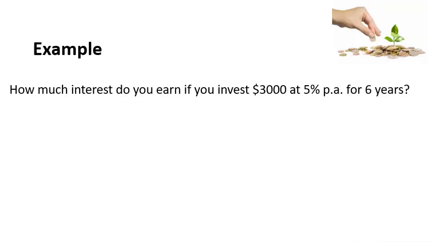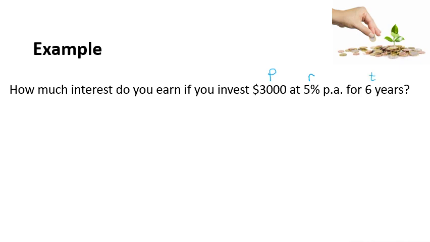Let's have a go applying the formula in this example. How much interest do you earn if you invest $3,000 at 5% per annum for 6 years? So the first thing you need to do is label what each part is. So the initial amount invested, that's the principal, so that's 3,000. The rate is like the percentage, so I label that R, the 5%. And the 6 years is the time, T.